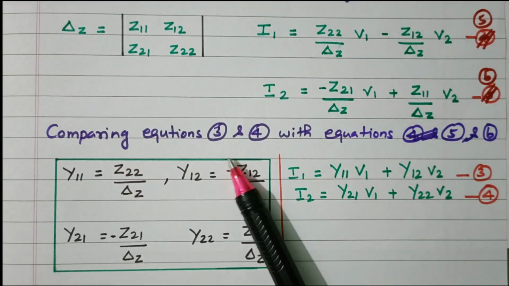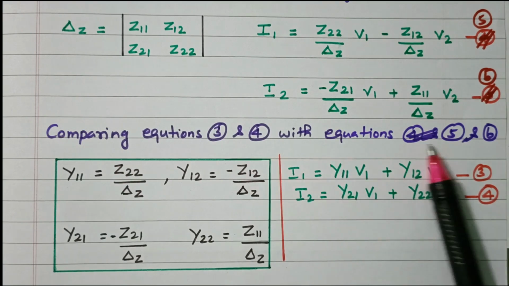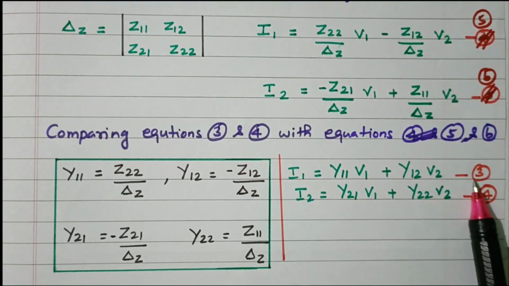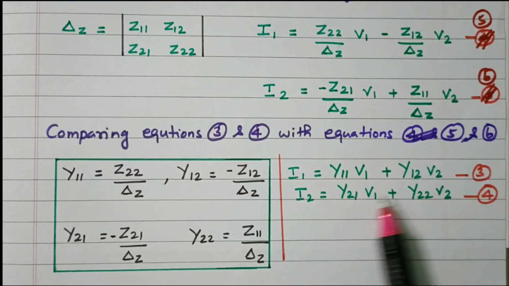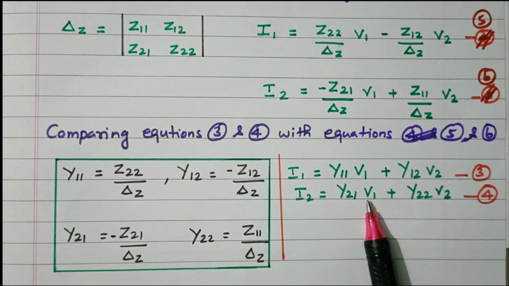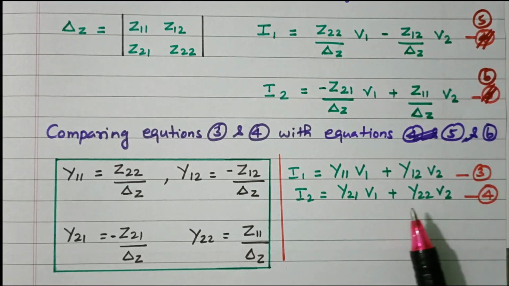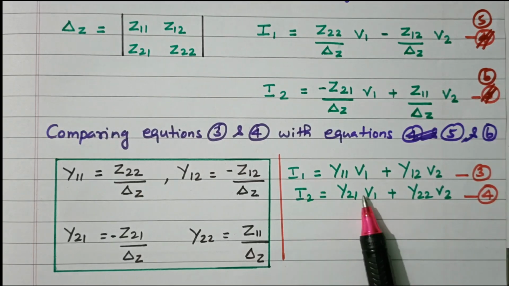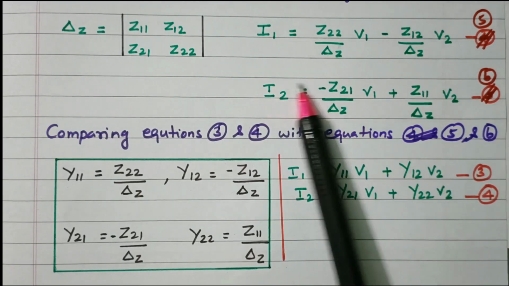Now we are going to compare equations 3 and 4 with equations 5 and 6. This is equation 5 and 6, that we are going to compare with 3 and 4. I wrote equations 3 and 4 again. Those are the short circuit admittance parameter equations, 3 and 4. See, both are similar. Here also the current I1 is expressed in terms of voltage.